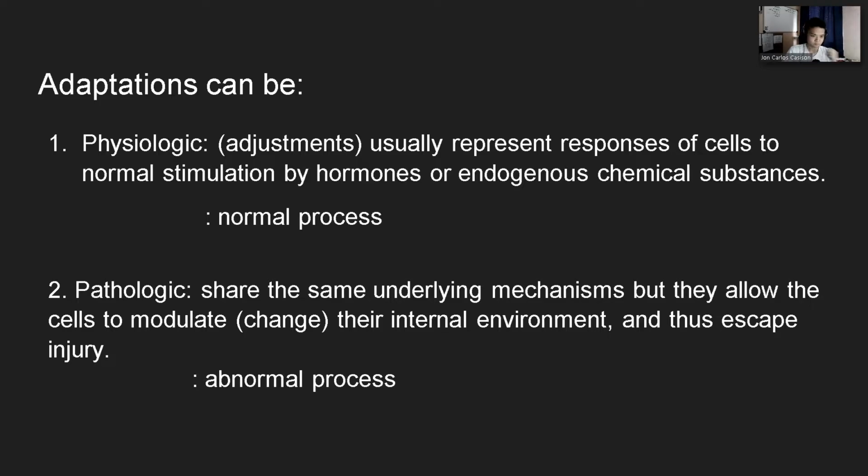Pathologic adaptations share the same underlying mechanism, but they allow the cell to modulate their internal environment and thus escape injury. Through the word patho, which means suffering or abnormal state, pathologic adaptation occurs during an injury, disease, or an abnormal function in the cell. Therefore, cellular adaptation is the state that lies between the normal cell and the injured cell.